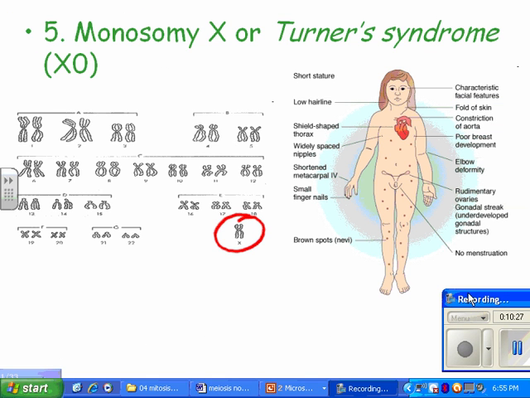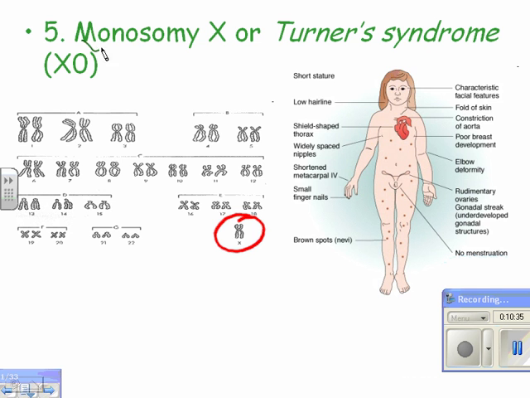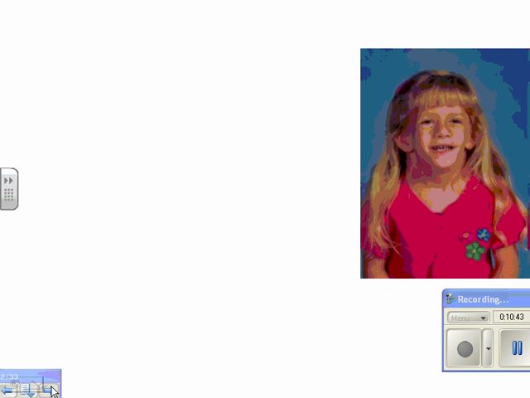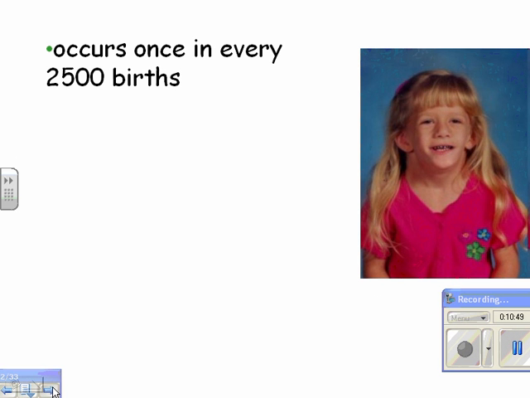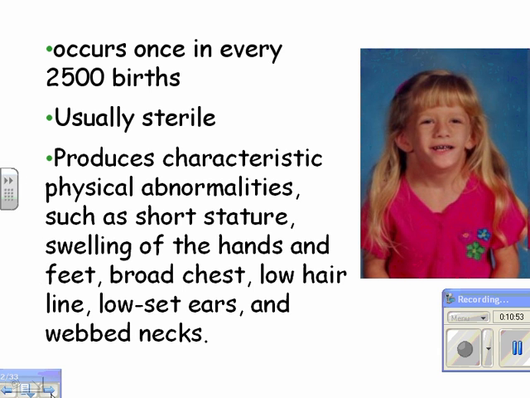Here's another one. This is a girl who has an X chromosome, but only one X chromosome. So instead of XX, she's just X. You call this monosomy as opposed to trisomy, mono meaning one, monosomy X or Turner syndrome. These girls have some more serious differences from maybe the XYY boys, for example, or the XXX girls even. This occurs once in about every 2,500 births, and the girls are usually sterile.